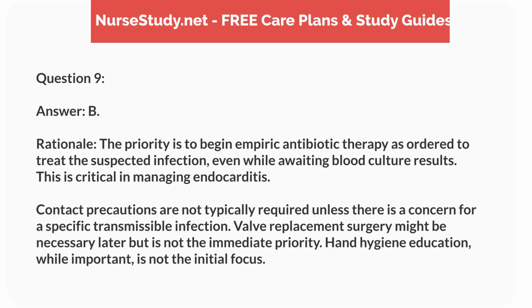Answer: B. Rationale: the priority is to begin empiric antibiotic therapy as ordered to treat the suspected infection, even while awaiting blood culture results. This is critical in managing endocarditis. Contact precautions are not typically required unless there is a concern for a specific transmissible infection. Valve replacement surgery might be necessary later but is not the immediate priority. Hand hygiene education, while important, is not the initial focus.